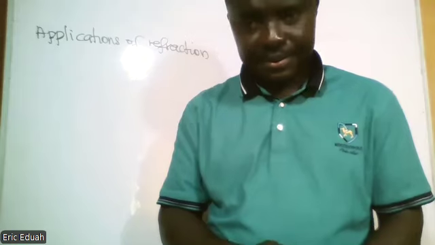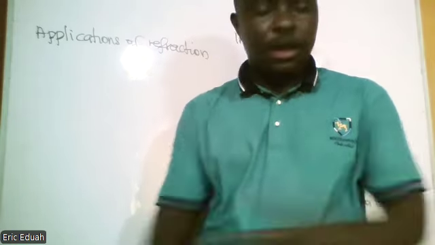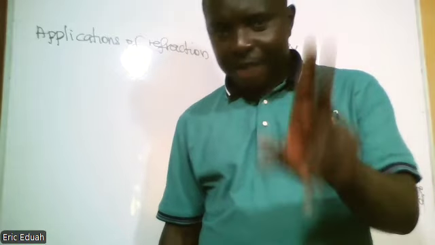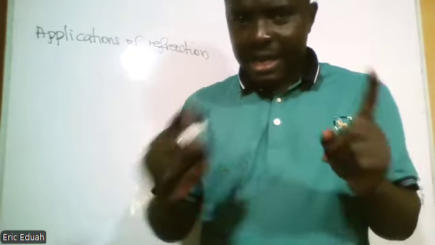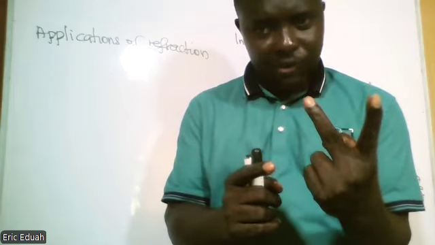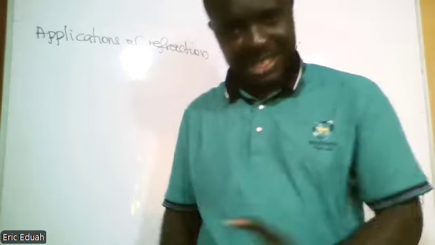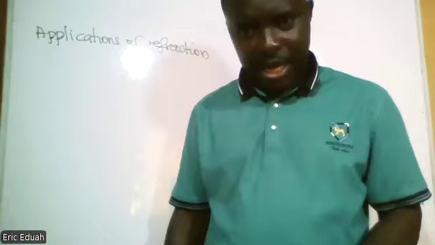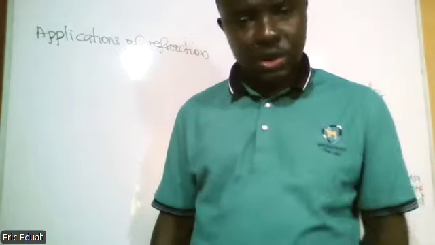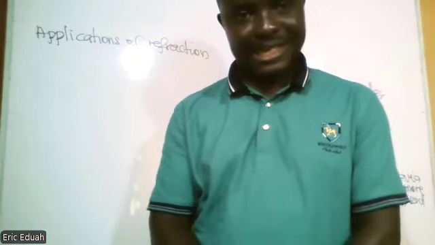Nana Kwame. Sir, please, formation of rainbows. Formation of rainbow. Yes, you are right. But for rainbow, it applies double characteristics of light. Rainbows go through reflection and refraction. Okay, so the formation of a rainbow exhibits both reflection of light and refraction of light.